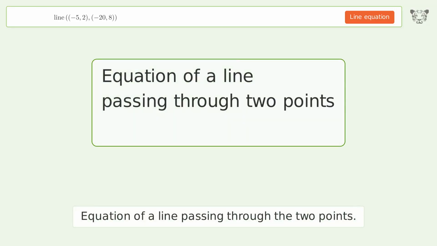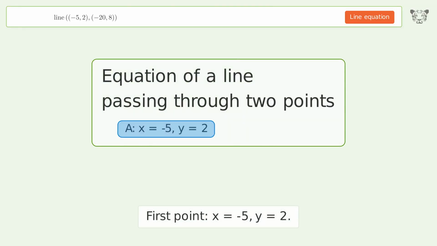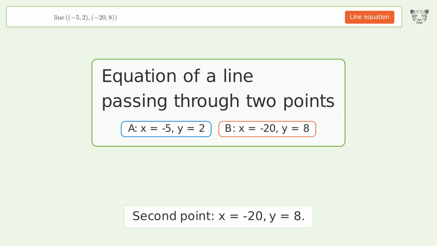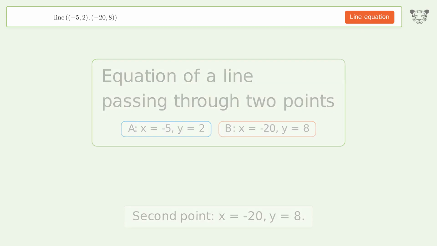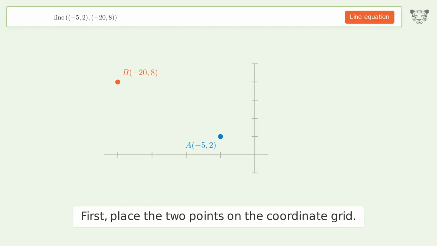Equation of a line passing through 2 points. The first point has x equals -5, and y equals 2. The second point has x equals -20, and y equals 8. First, place the 2 points on the coordinate grid.